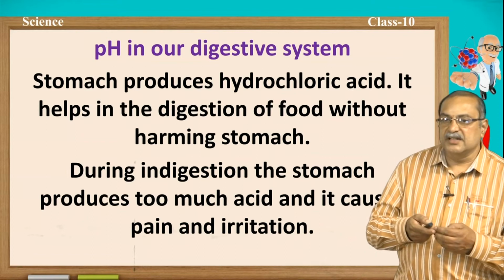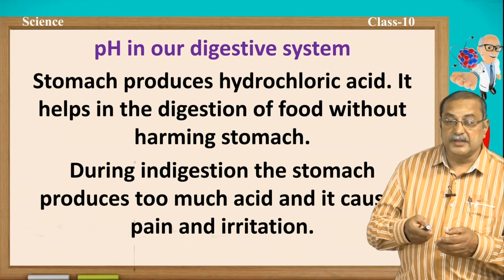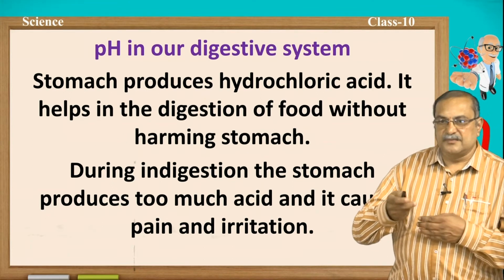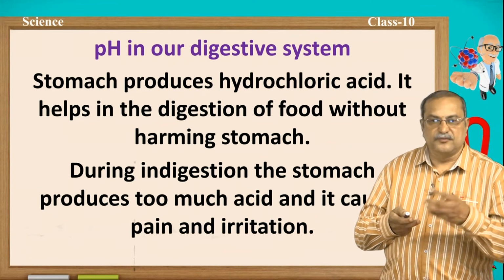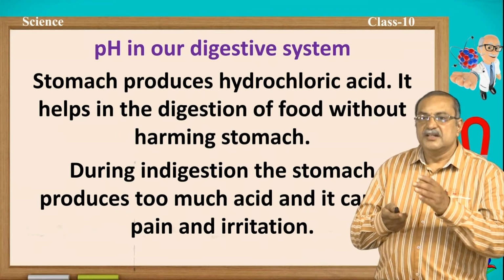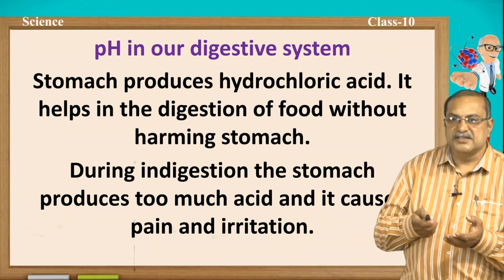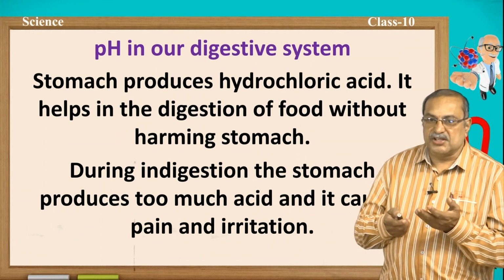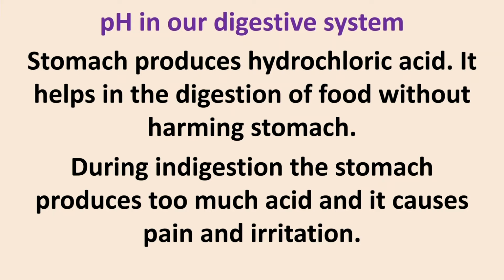A little acidic nature is required, so that is why this happens. Sometimes you might take other food items, like vinegar, or gobi manchuri and some special dishes, which are acidic in nature. It causes indigestion. During indigestion the stomach produces too much acid and it causes pain and irritation. Hydrochloric acid is already there, and when we add some more acid, it causes too much pain and irritation in the stomach.